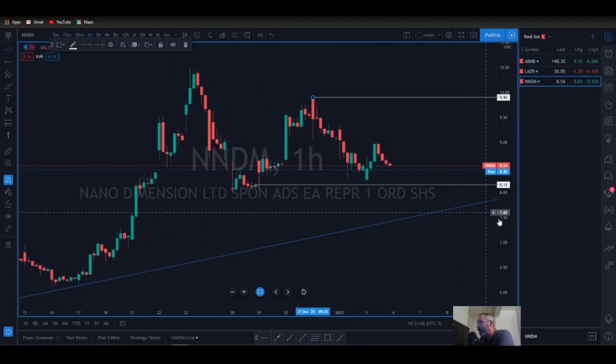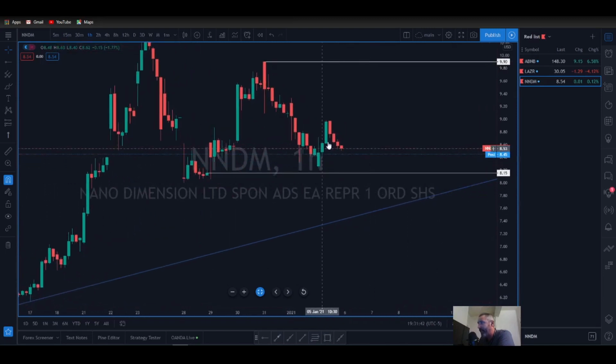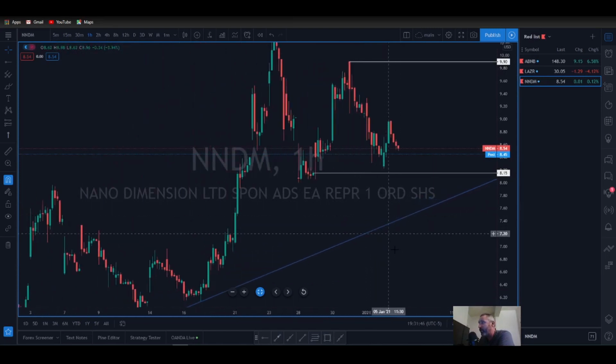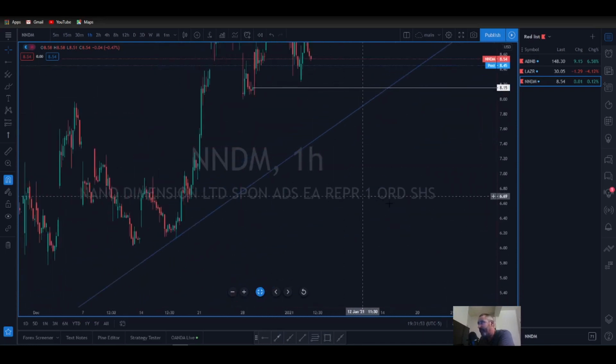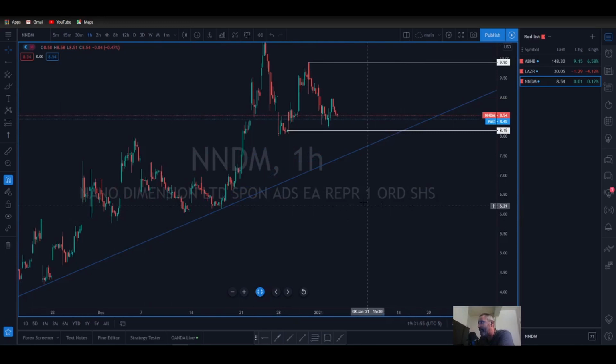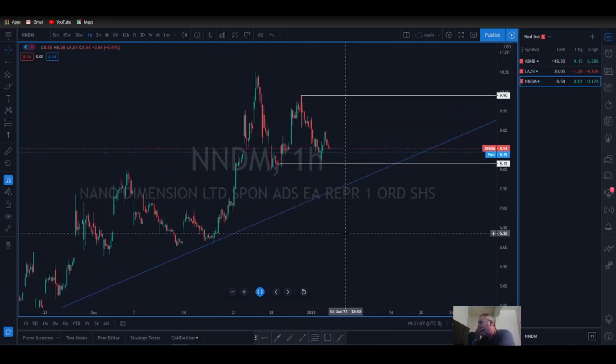Now, if you close an 8-hour or a 1-hour candle back below 8.15, this trend line area is a good spot to look for lower high support still. I'm still not bearish on this until you get a closure above this trend line and a retest and fail. If you get that, this thing is heading much lower. But as of right now, it is still positioned to the bullish side.